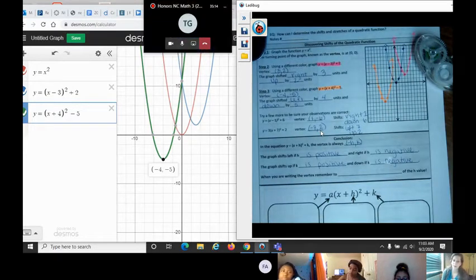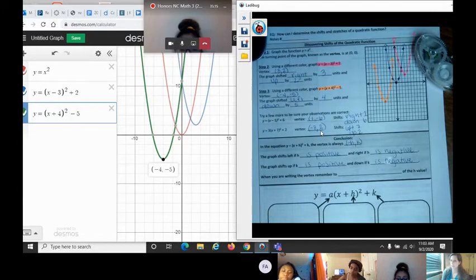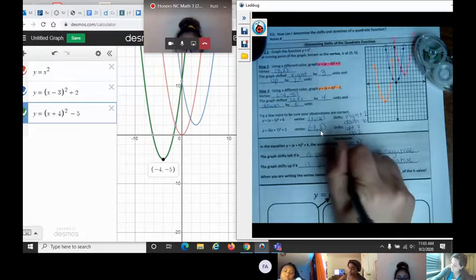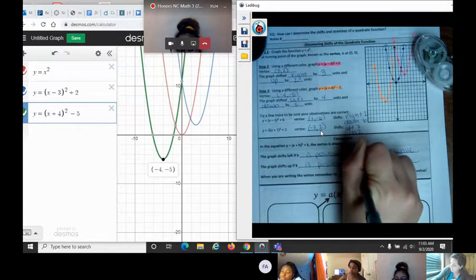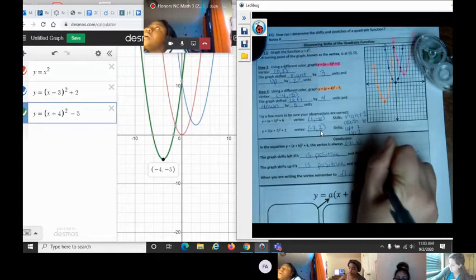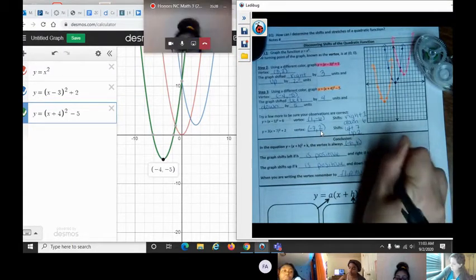And then it says, when you are writing the vertex, remember to flip the sign of the h value.